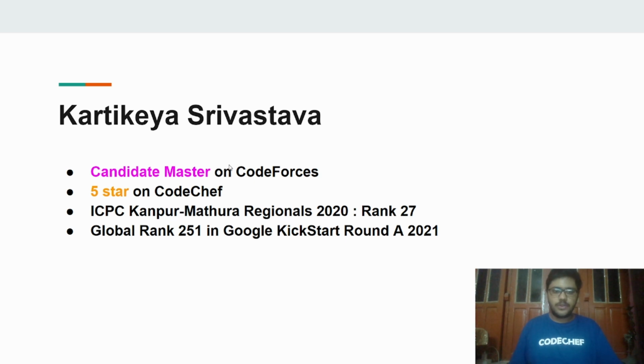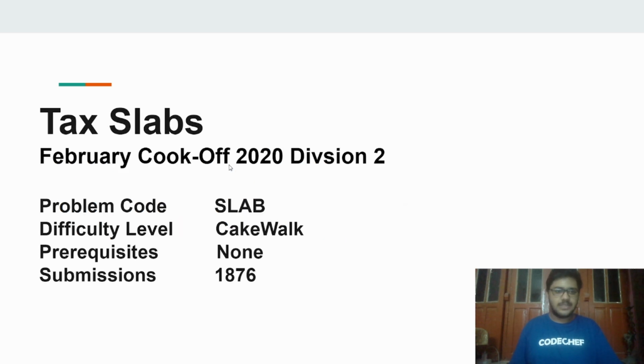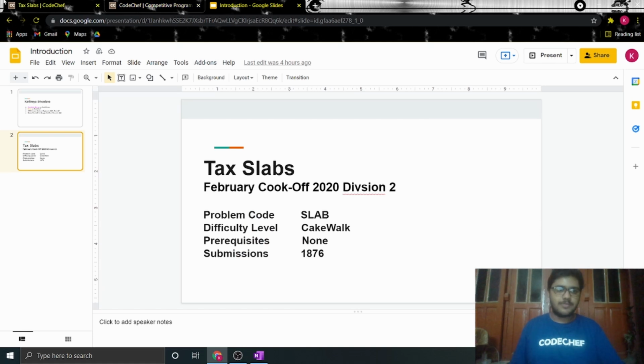And today I am going to discuss the problem Tax Slabs, which was asked in February Cook-Off 2020 Division 2. The difficulty level of the problem is Cakewalk, the prerequisites are none, and the number of submissions this problem got during the contest was 1876. Now let's move on to the problem statement.